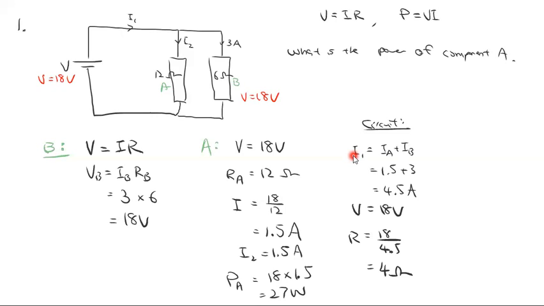And the power of the circuit must equal V times I, so 4.5 times 18, which will be 81 watts.